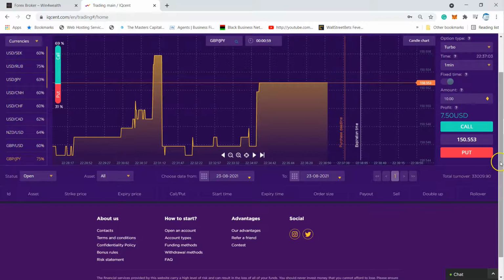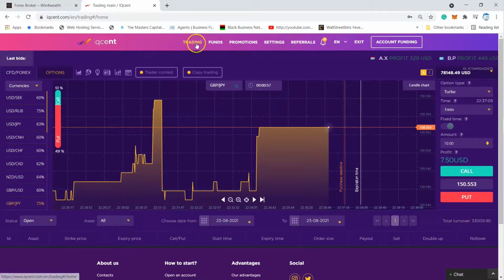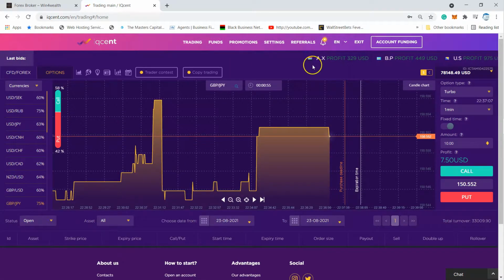I already showed you how to fund the account. That's the buttons up here: funding, promotions, referrals. You guys can look at all these things. And this is how much your account has in it currently. And every win that we got, it started adding the money to the account.